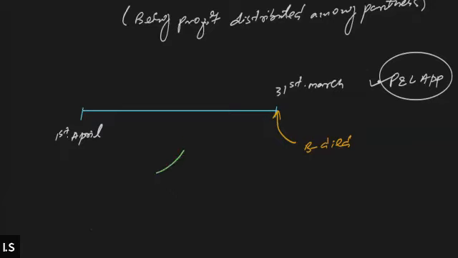Let's suppose partner B died on this date, assuming this is 15th of November or any other date, 15th of September, right? He is not dying on the last working day. So on this date when he died, we are yet to prepare the P&L appropriation, right?